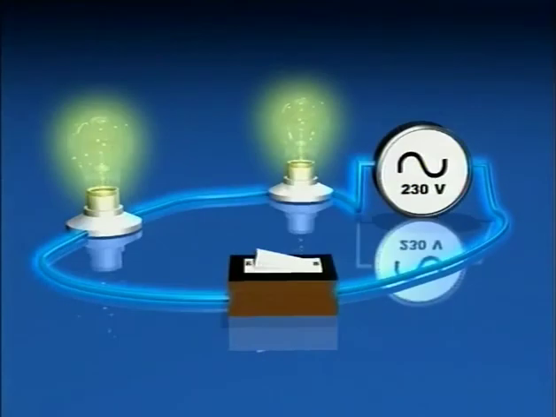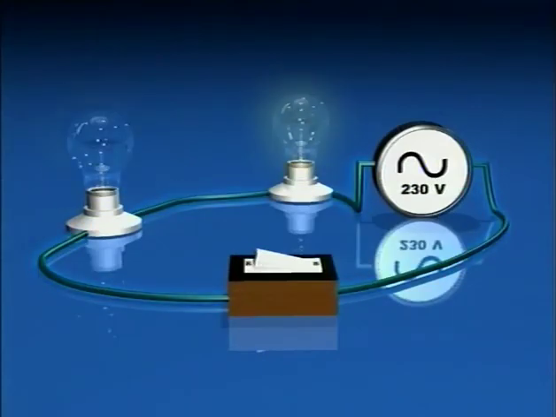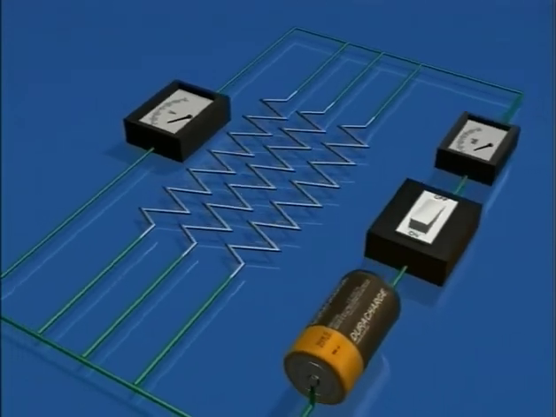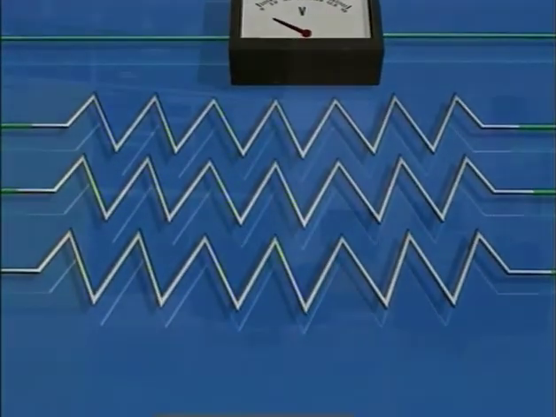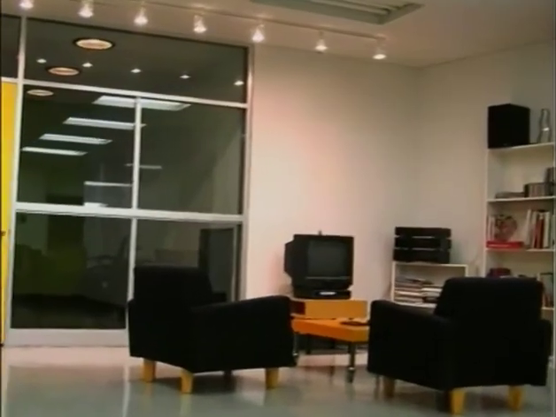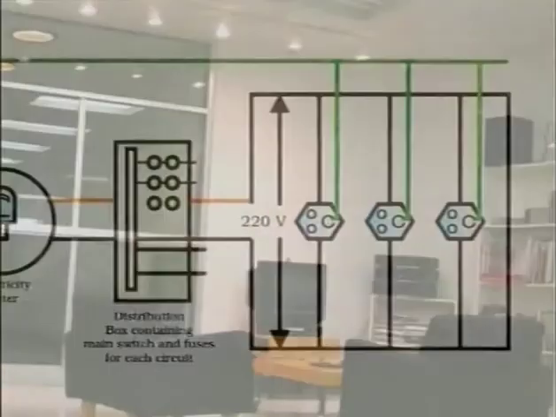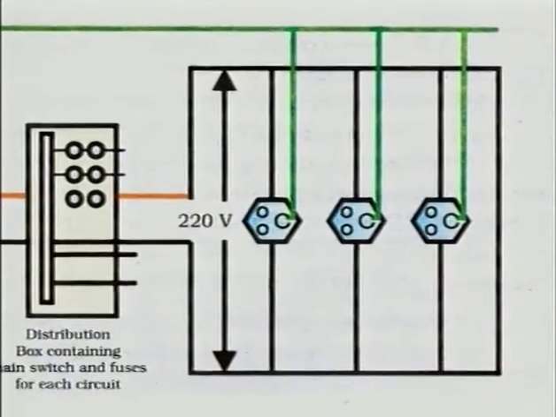In a series connection, when one lamp blows out, the entire circuit breaks as no current flows. However, in a parallel connection, the circuit path of other appliances is not disturbed. Because of the above reasons, household circuits are always connected in parallel.